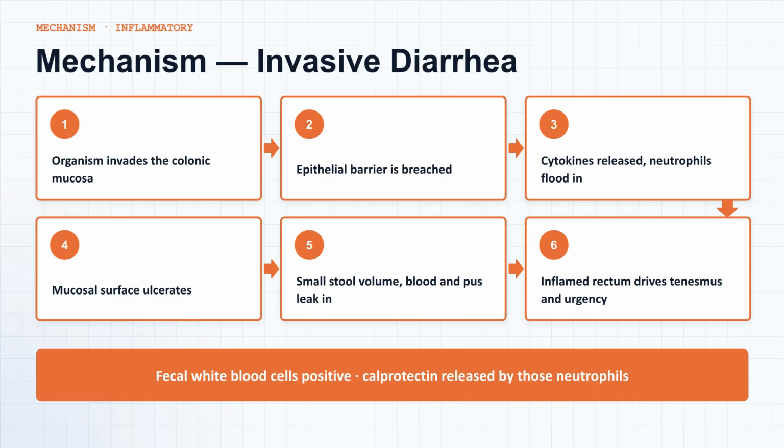An ulcerated colon cannot hold much stool, so the volume per stool is small. The inflamed rectum generates tenesmus and urgency. Blood and pus leak into the lumen. Those neutrophils are exactly what a fecal white blood cell test detects, and the calprotectin they release is what a fecal calprotectin measures. The mechanism explains the entire bedside picture.